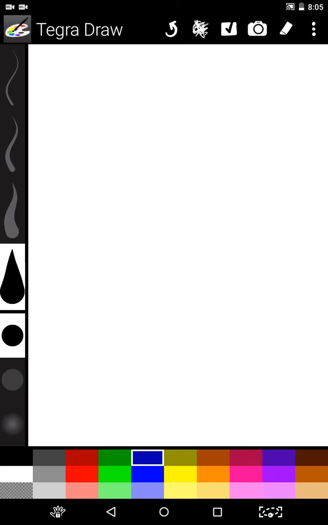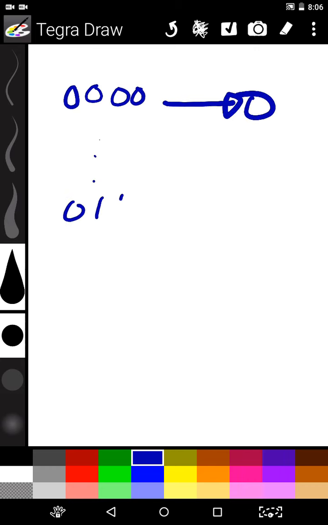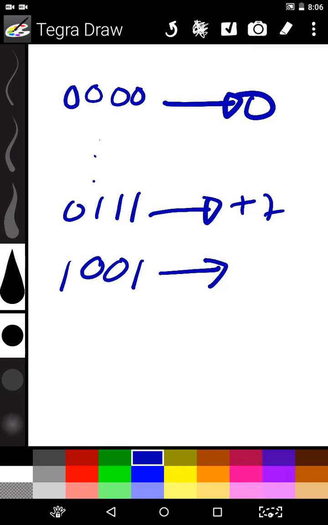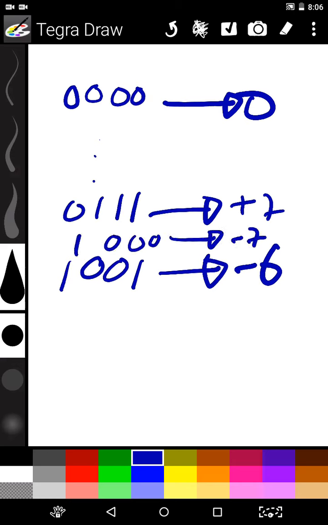Now we will look at the limit up to which we can express in 1s complement. In 1s complement representation, let's say 0 0 0 0 in 4 bits expresses 0. Similarly, 0 1 1 1 represents +7 and 1 0 0 1 represents -6. 1 0 0 0 represents -7, up to 1 1 1 1, which represents -0.